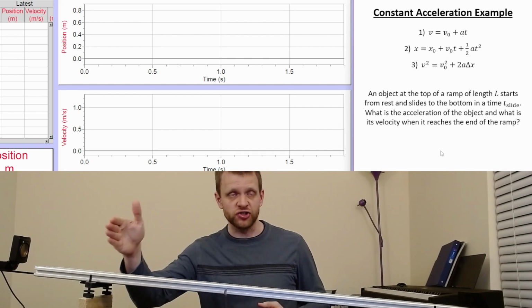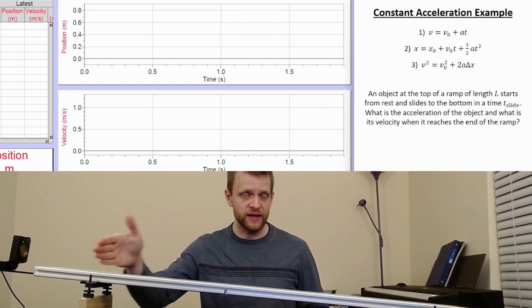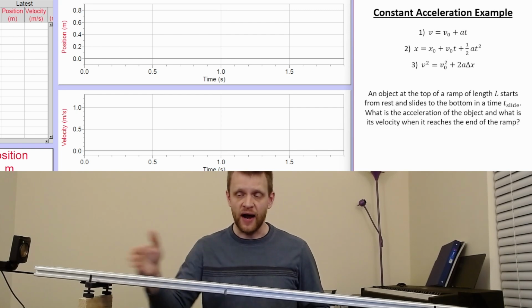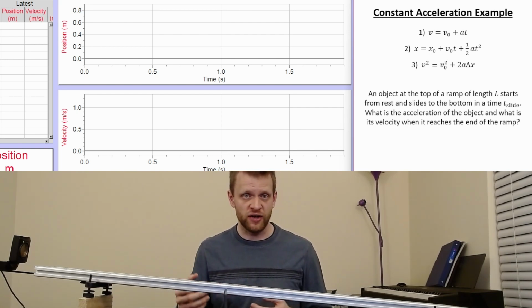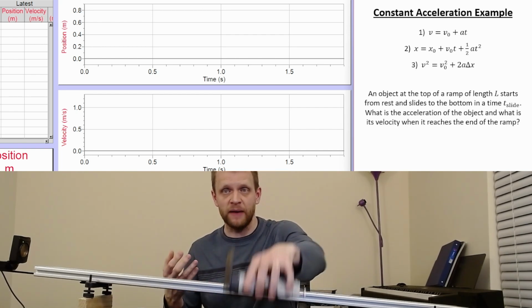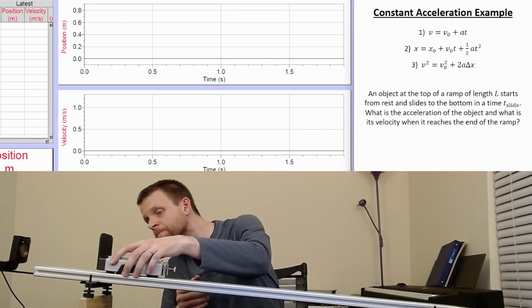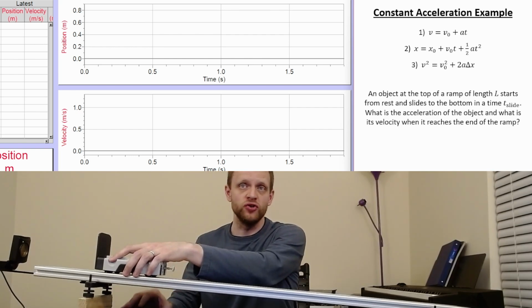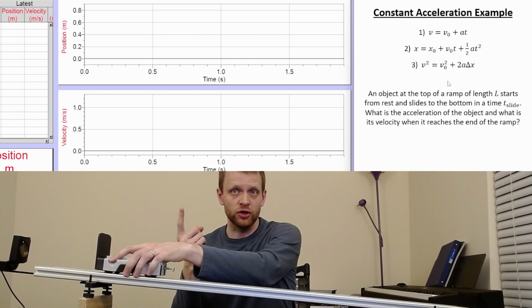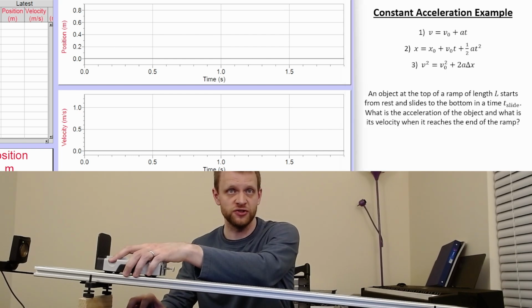An object is going to start at the top of a ramp of length L, start from rest, and then slide to the bottom in a certain amount of time. We're going to actually set that up and measure the length of the ramp and the time it takes to reach the bottom of the ramp. And then we're going to use these constant acceleration equations to calculate what is the acceleration of the object and what is the velocity just as it reaches the end of the ramp. And we're going to see if these constant acceleration equations can match those particular measurements.